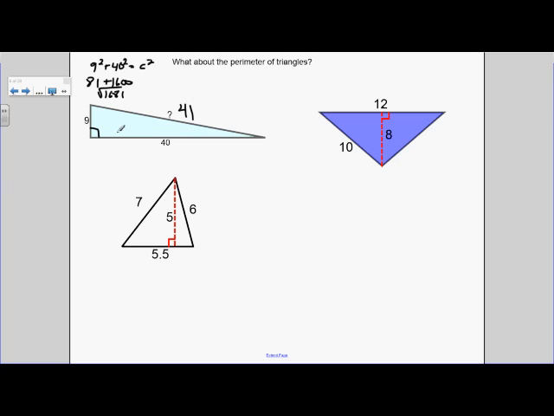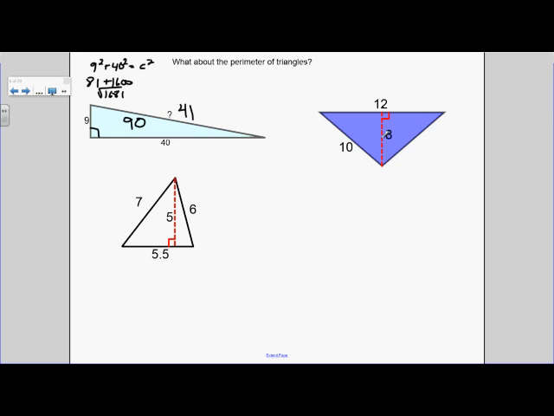So this one had a little bit of a curveball to it. We had to find this side before we could find the perimeter. Now 9 plus 41 is 50, plus 40 more is 90. So the perimeter around this triangle is 90.